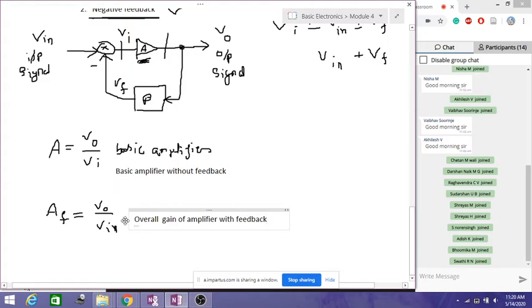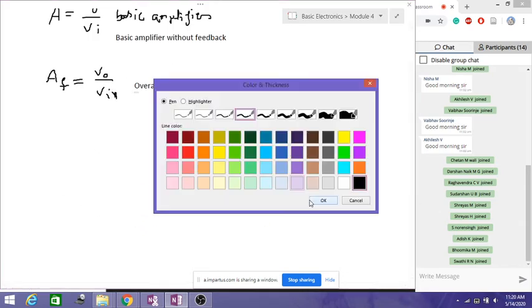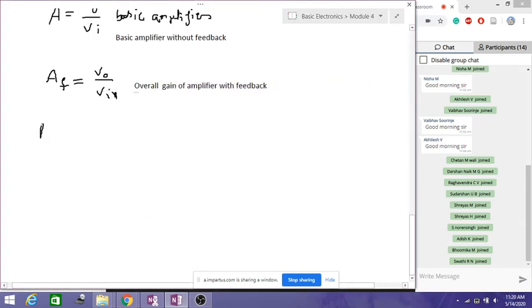Now beta is the feedback factor. Please do not confuse this beta with the transistor current amplification factor beta. That is different and this is different. We are now in a different topic. This beta here represents the feedback factor.